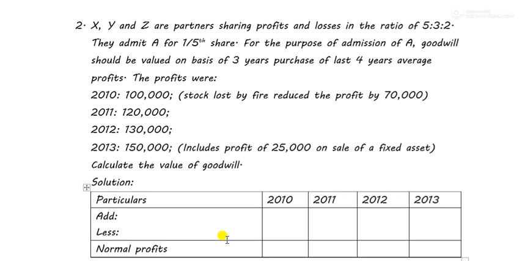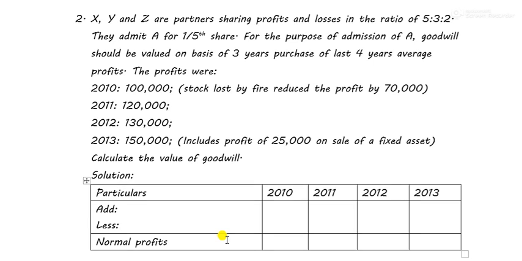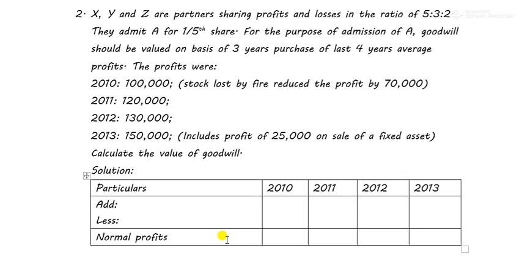Next, X, Y and Z are partners sharing profits and losses in the ratio of 5:3:2. They admit A for 1/5 share. For the purpose of admission of A, goodwill is to be valued on the basis of 3 years purchase of last 4 years average profits. I just need to calculate the goodwill, so I don't need all this information. This is just to confuse you. So goodwill is valued at 3 years purchase and last 4 years average profits. Let's see now.